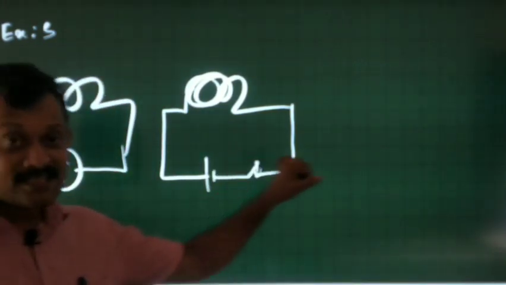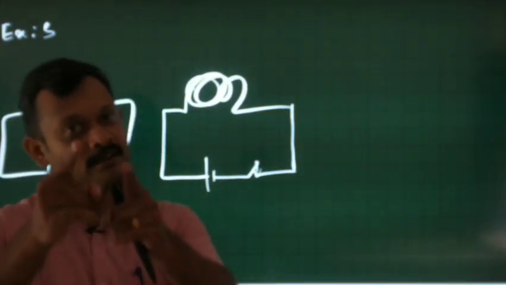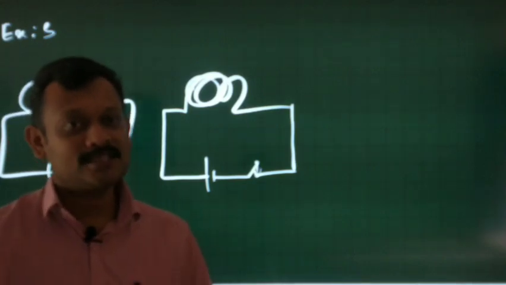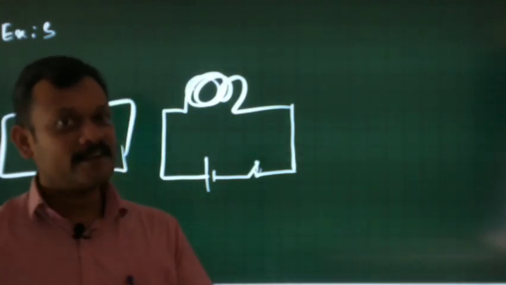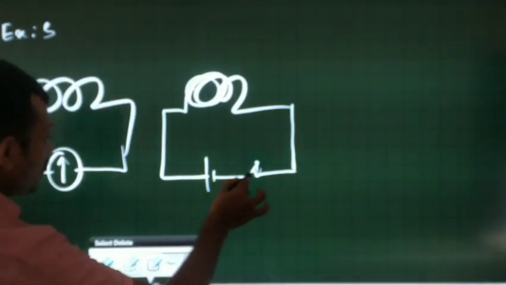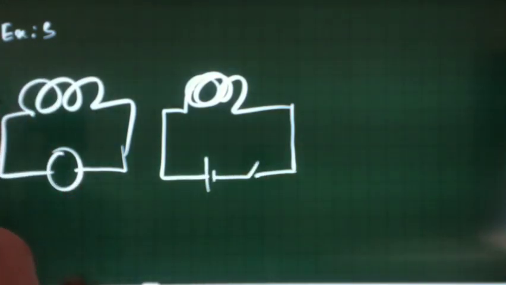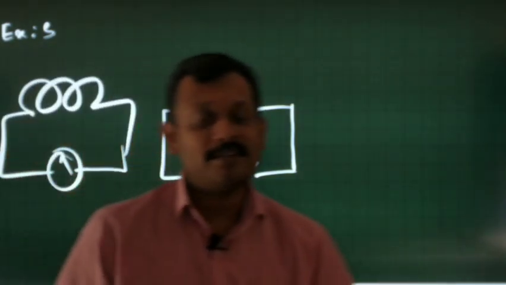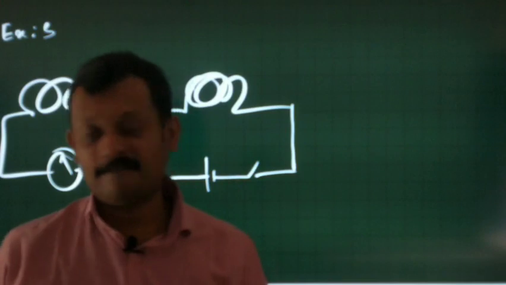As the key remains pressed, the deflection reduces to zero. Now, in a similar way, if you just remove the key, the galvanometer shows again a momentary deflection.